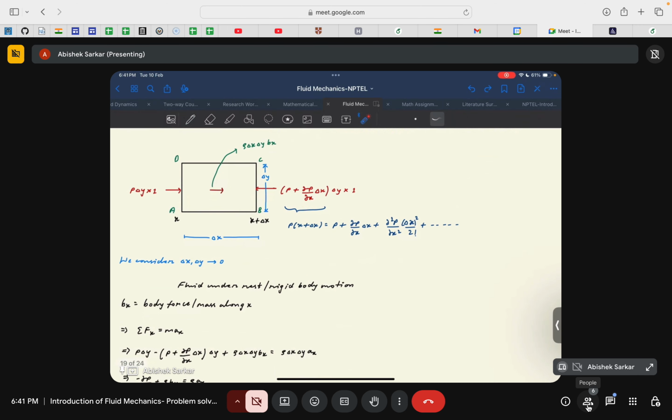Let the edge A be at a position of x and let the edge B be at a position of x plus delta x. Basically the length of this fluid element from A to B is delta x, and the height is delta y, and let the width be 1, unity, to simplify our calculations. So the width in the depth of this paper would be 1. Let us take delta z to be 1.